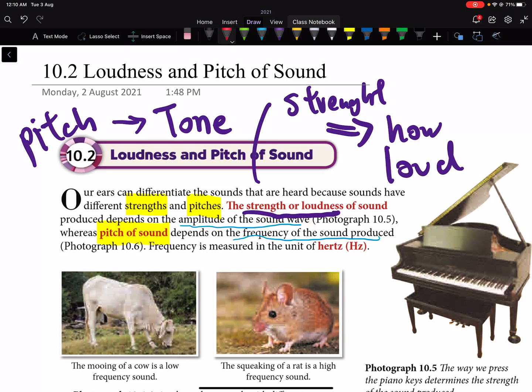Boys and girls will have different pitch. Everyone basically speaks with different voices, right? And the pitch depends on the frequency of the sound wave produced.